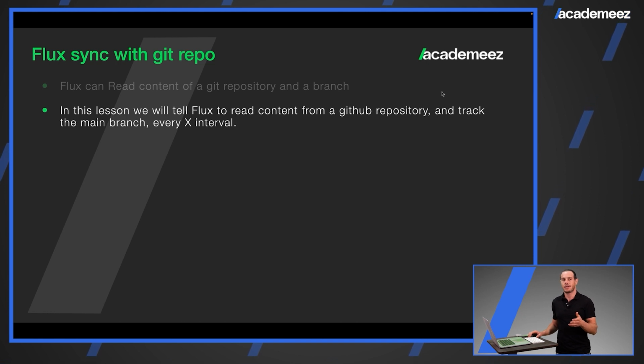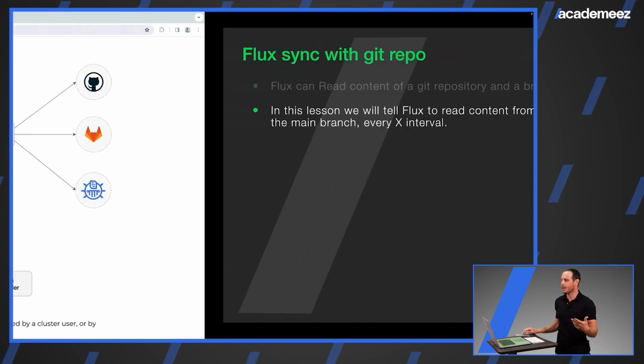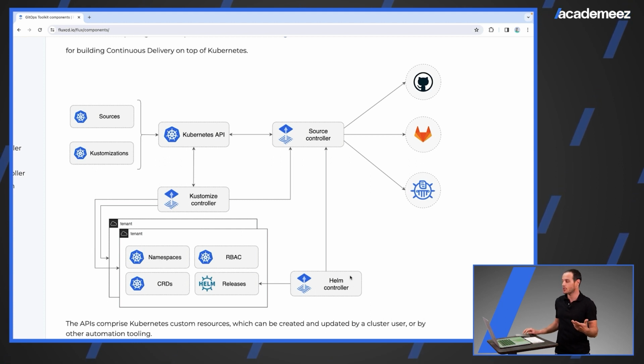In this lesson, as I mentioned, we'll tell Flux to read content from a GitHub repository. Later in this course, we'll also add Helm repositories to the source controller, and we'll work with that as well. So what we will tell Flux is to read content from a GitHub repository, track a single branch, the main branch, and every X amount of time, in our case every 1 minute, synchronize from that Git repository, meaning grab the new content. If something is pushed to main, every minute try to pull changes from the main branch to grab new content for the other controllers, for the kustomize controller or for the Helm controller.